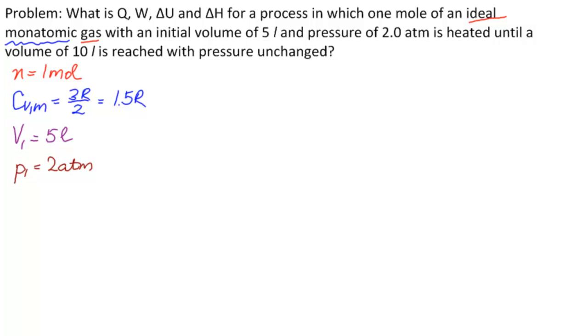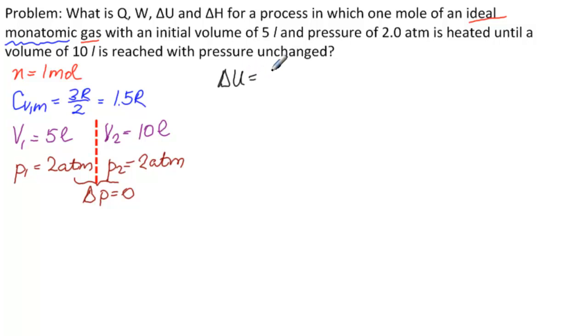Then we have our process, and we get V2 equals 10 liters, and pressure is unchanged, so P2 equals 2 atmospheres. And also from this, we have that delta P equals 0. Right, so what do we know? We know that delta U equals Q plus W. So if we can find two of these, we can find the third one.